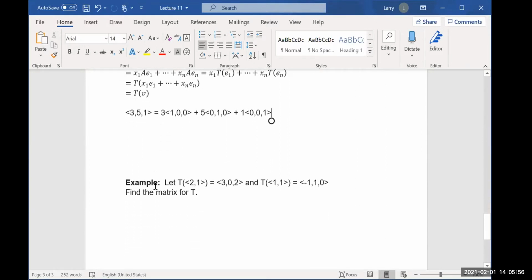So here's an example. Okay, let's suppose that T of (2, 1) is (3, 0, 2), and T of (1, 1) is (-1, 1, 0). Let's see if we can find the matrix for T. Any questions on the example? Okay, and we're given this linear transformation, and we want to find the matrix. How might we do that? Any thoughts?